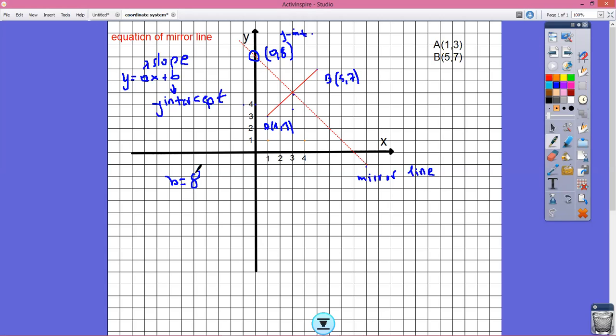How are we going to find a? Here we can take another point on this line. This is 3 and 5. Now using these two points, I can evaluate the gradient, the slope.